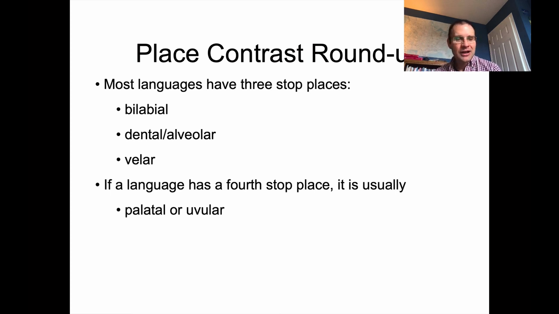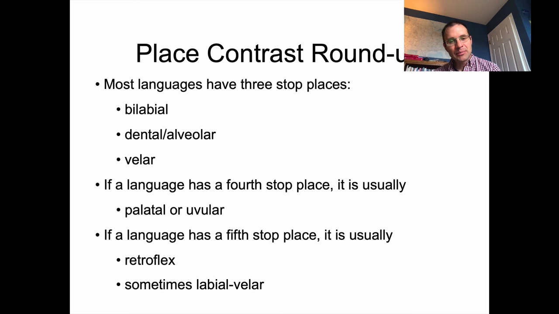And then if a language has a fifth stop place of articulation, it would be something like retroflex or maybe labial velar, depending on what part of the world you find yourself in, with retroflexes being more common in a place like South Asia and labial velar stops being more common in a place like West Africa. Yeah, so that's all I'm going to say about the places of articulation for now.